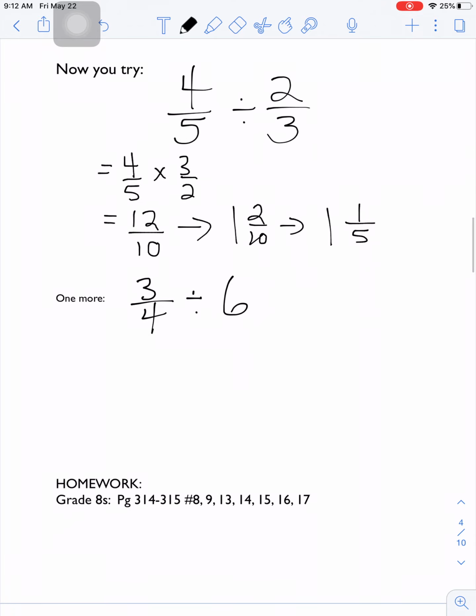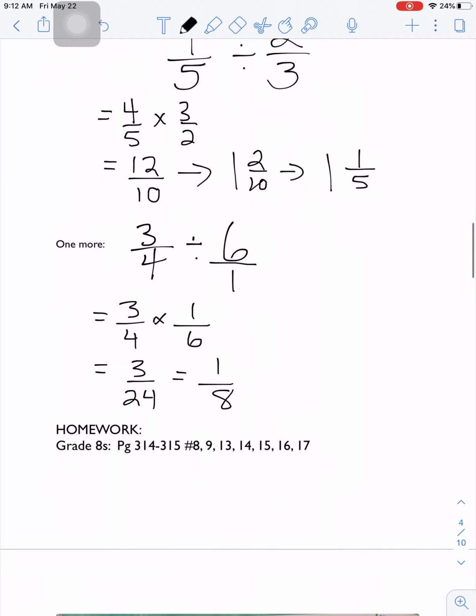One more. Don't be fooled by the whole number as the second fraction. It's the same as saying 6/1. So this would be equal to 3/4 times the reciprocal of 6/1, which would be 1/6. So 3 times 1 is 3. 4 times 6 is 24. And I can divide both numerator and denominator by 3. That will be equivalent to 1/8.